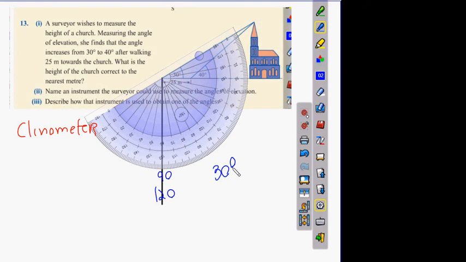So in class now, if you guys could try number 9. I want you to try number 12 and 13. 9, 12 and 13.